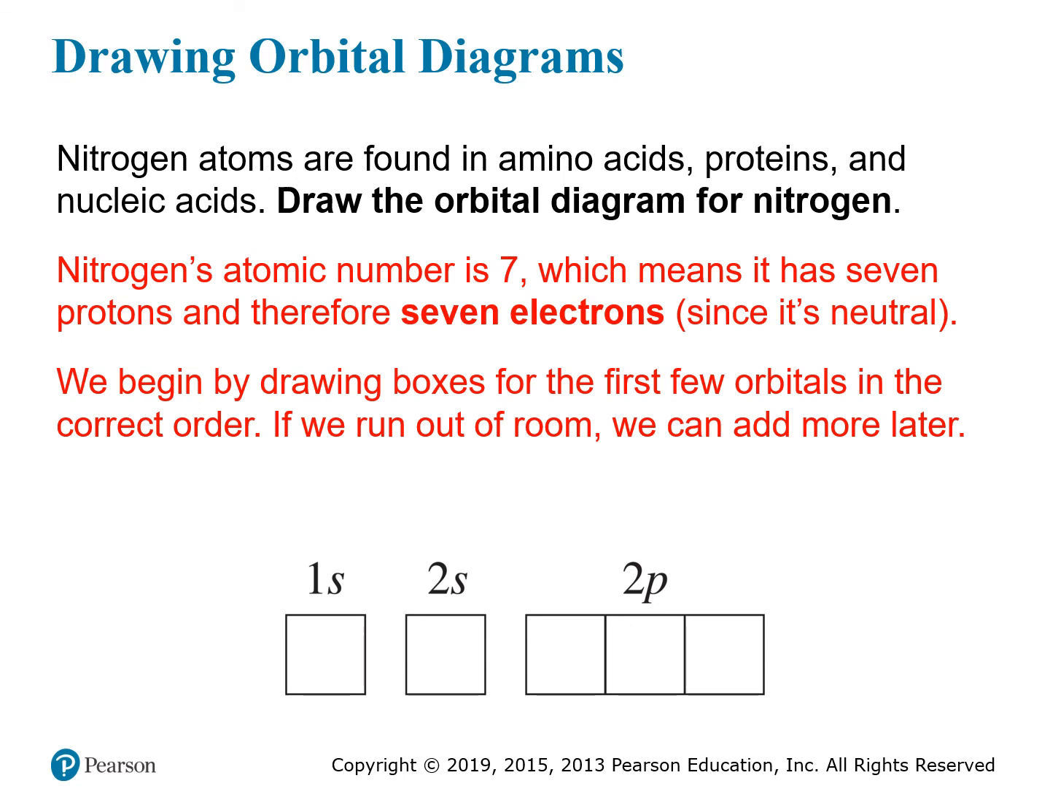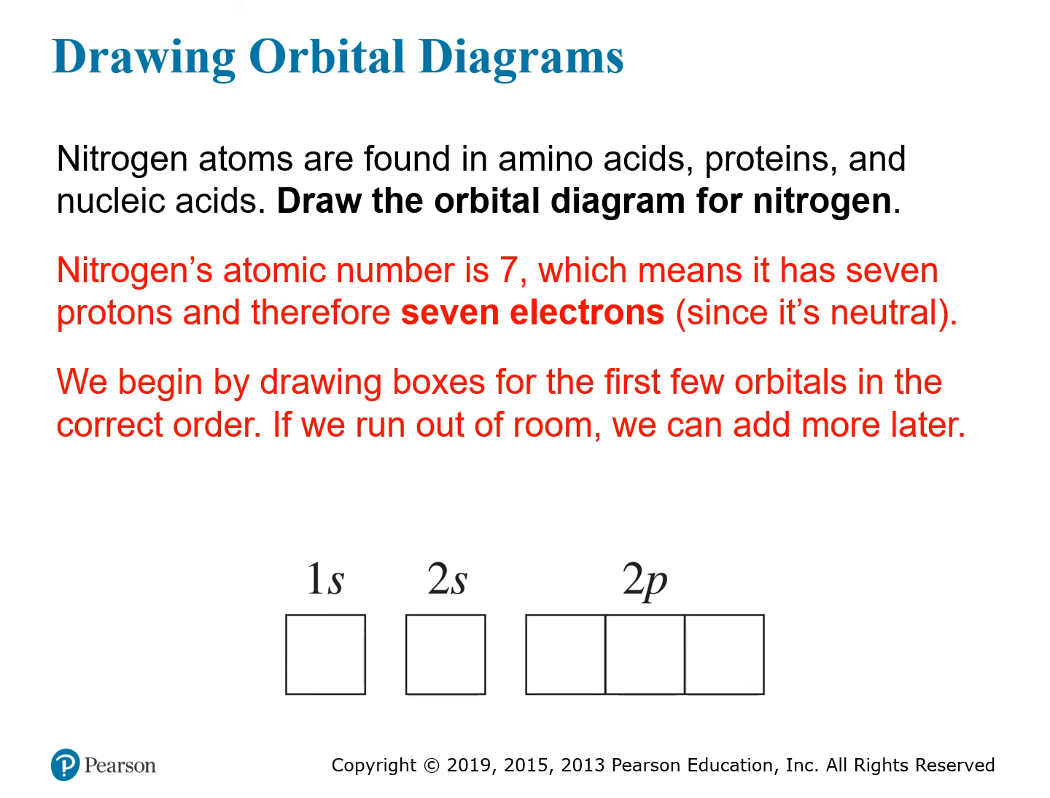Well, the first thing we need to know about nitrogen is how many electrons it has. To think about that, we need to first know nitrogen's atomic number. If you look in the periodic table, nitrogen has an atomic number of 7. That means it has 7 protons, and so a neutral atom is also going to have 7 electrons.